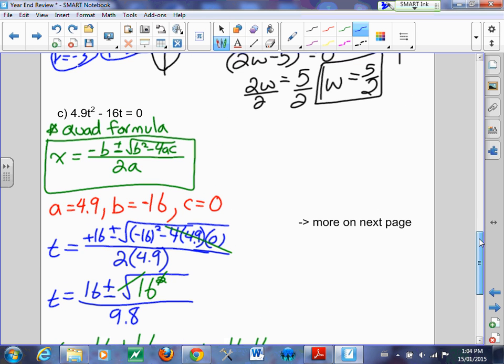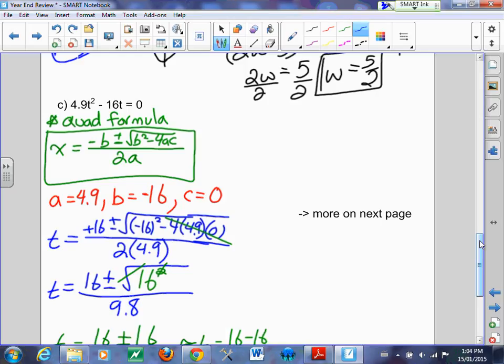All right. So another way I could show you quickly is what you could have done here: you could have just common factored. Want to know why you can common factor? Because both terms have a t in it. So if I common factor t out, I'm left with 4.9 t minus 16 equals 0.